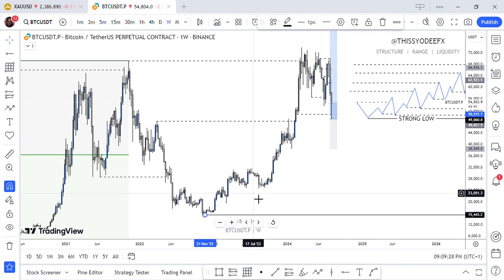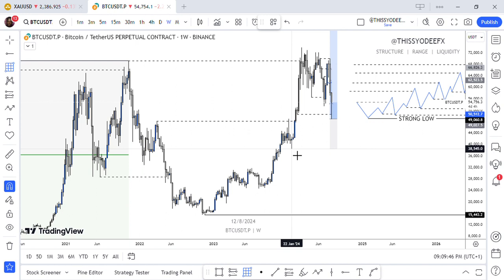Okay, now we move to the daily time frame. Now after price took this out, price took out this internal range and then took out this internal range, now making this our new range.